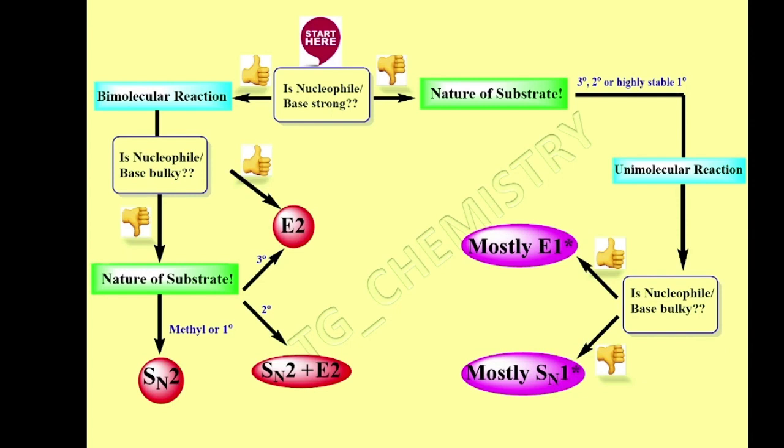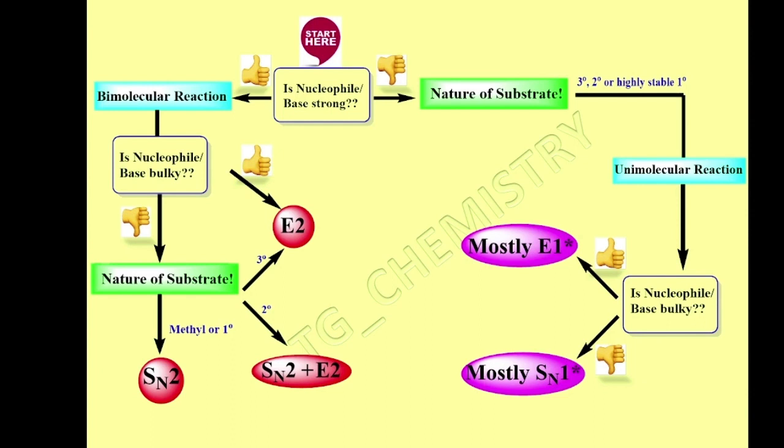Now by this, it means that under certain reaction conditions that favor a unimolecular reaction, which involve a weak nucleophile or base, or in terms of solvent, the presence of a polar protic solvent, we will get a mixture of SN1 and E1 as usually obtained.